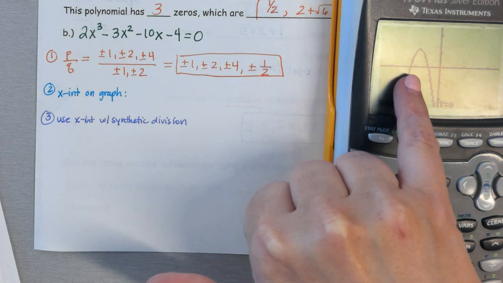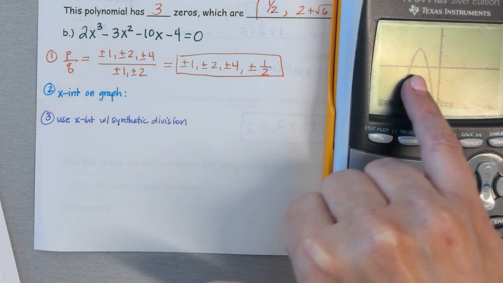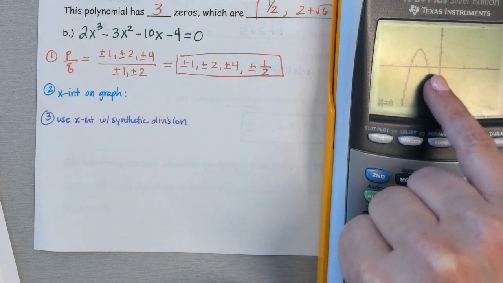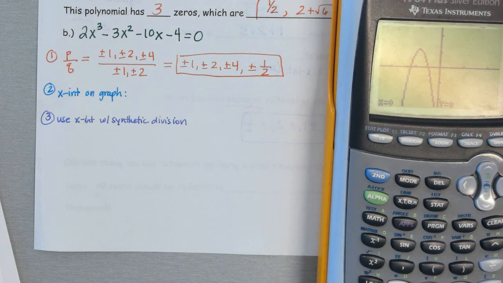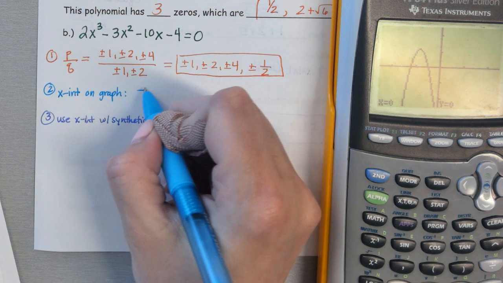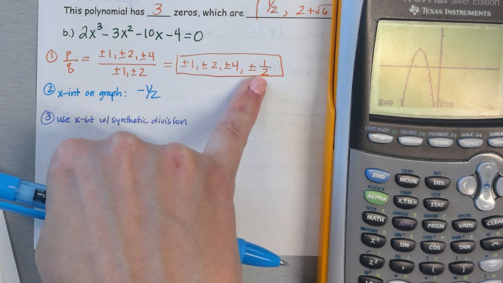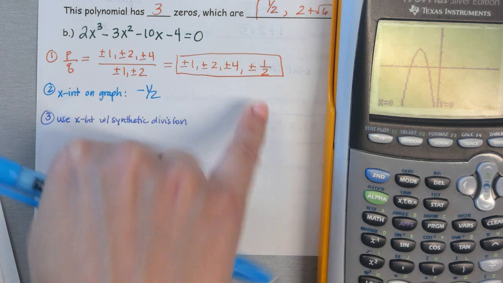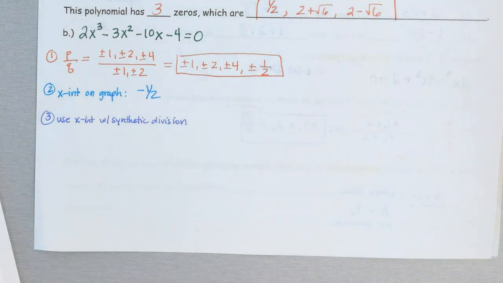But I can see this is close to -1, but I don't have anything on my list in that range, but this looks like negative 1/2 here. So I'm going to try that x-intercept on my graph. And again, that's on my list. Okay, that's how I know it's 1/2 and not 1/3. Okay, so that's what we're going to use with our synthetic division.